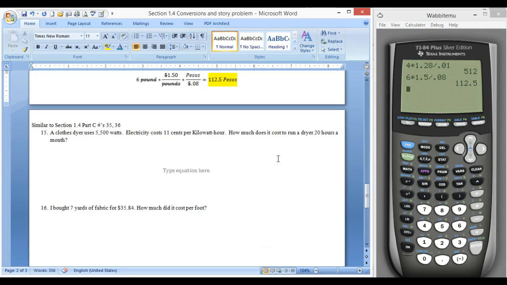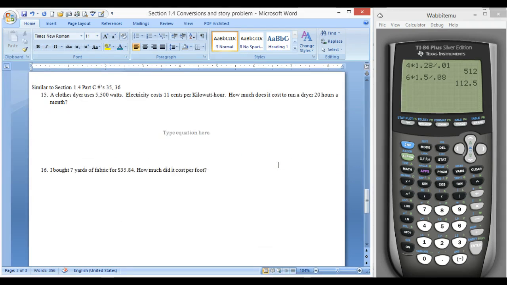Okay, let's move to problem number 15. This problem is similar to section 1.4 part C, numbers 35 and the next one, number 36. A clothes dryer uses 5,500 watts. Electricity costs 11 cents per kilowatt hour. How much does it cost to run a dryer 20 hours a month?